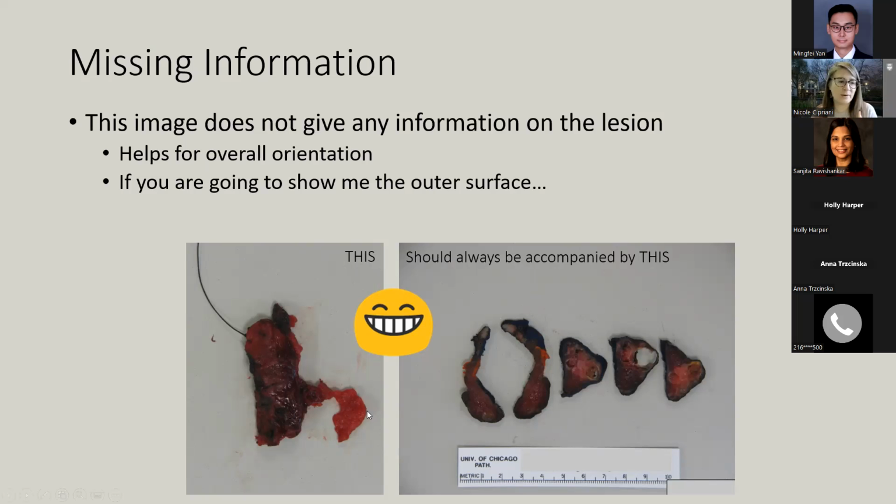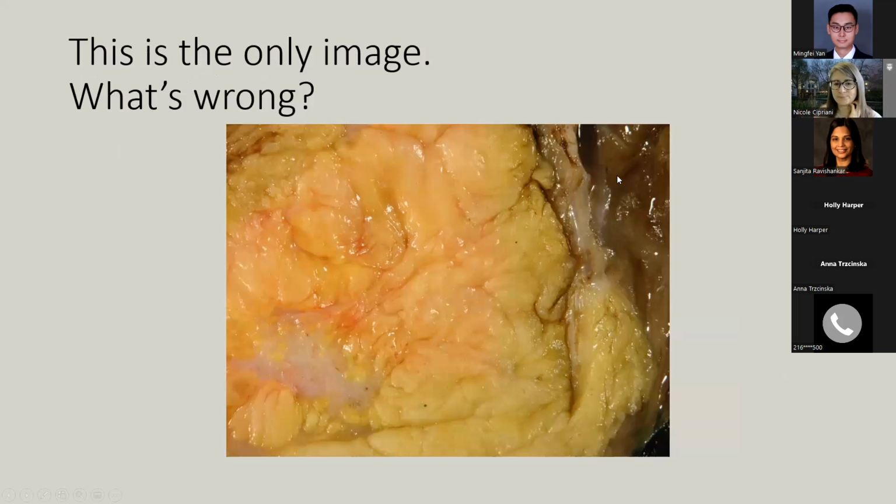So always, I would say, if you can do both, do both. If you can only do one, give us cut sections of the tumor, because sometimes the orientation is obvious in some cases and sometimes it's not. But again, the more the merrier. Always demonstrate the cut surface. Show me the tumor.